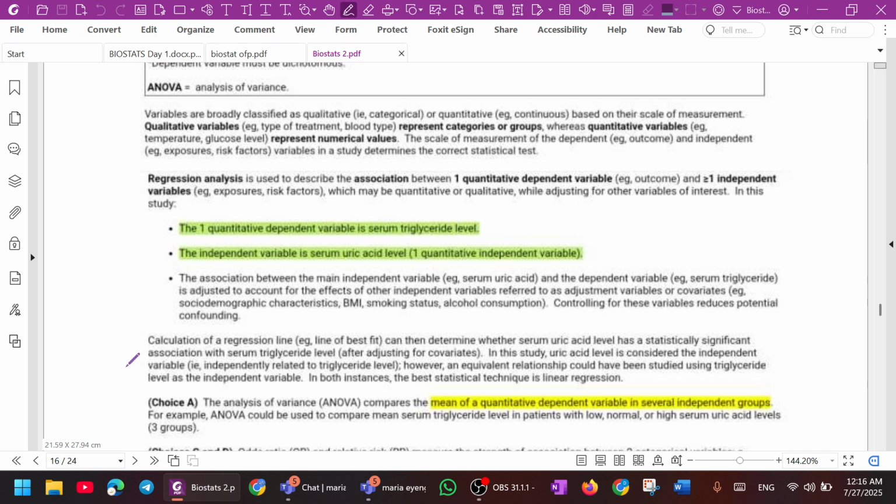In this study, uric acid level is considered the independent variable independently related to triglyceride level. However, an equivalent relationship could have been studied using triglyceride level as the independent variable. In both instances, the statistical technique is linear regression.